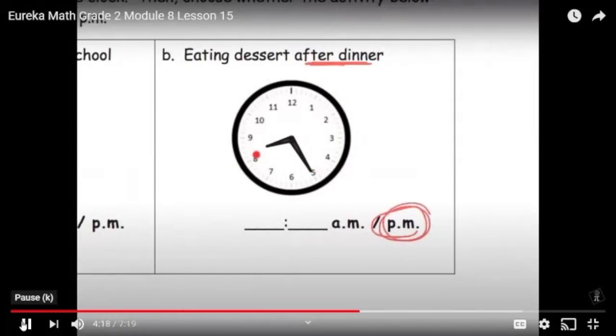And looking at our clock, well, we see that the minute hand is starting at 12. You go 5, 10, 15, 20, 25. So that's 25 minutes. And we can see that the hour hand is between the 8 and the 9. So we know that that's going to be 8 o'clock. So it's 8:25. And we know it's 8:25 p.m. because we're doing something after dinner.